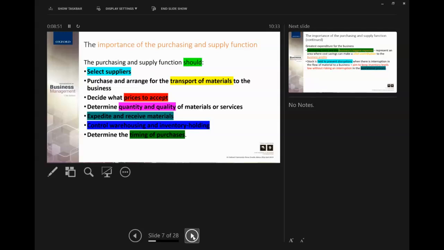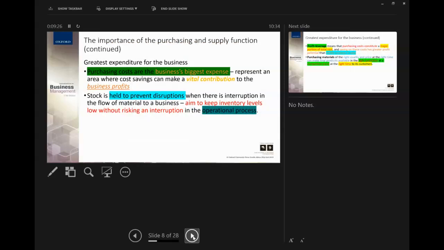Then finally, or not finally, they also control the warehousing and inventory holding. Okay, so in finance, we spoke about how with inventory, we need to figure out how much inventory we should buy at any given point in time or hold, all right? Or if at all we should hold any inventory. You will be working very closely with the purchasing and supply function in order to determine that, all right? And then determine the timing of purchase. When are we going to actually purchase these things? They would be involved in such things, okay? And here they're just continuing.